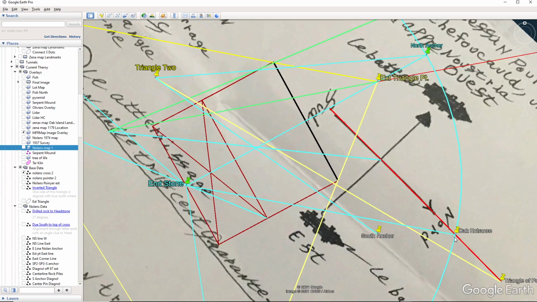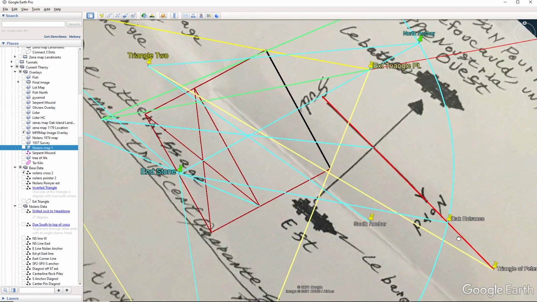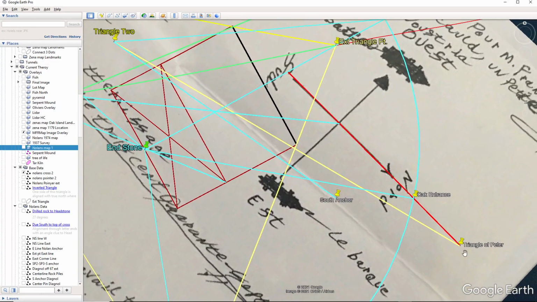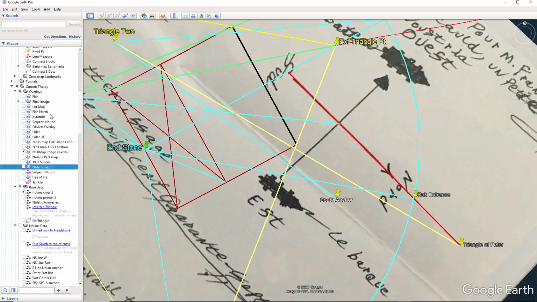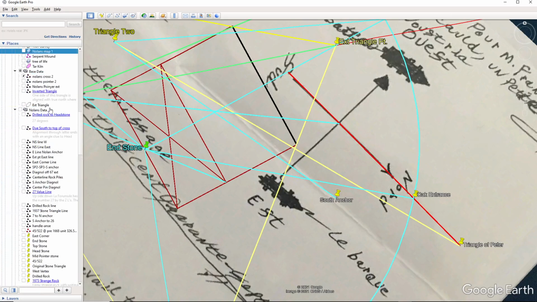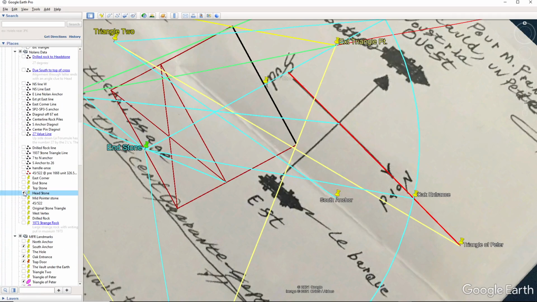It's 522 feet from the oak entrance to here at a 45-degree angle. That's why we need to know where the triangle of Peter is, because from this point you have to sight in the oak entrance using the triangle of Peter. Now the headstone is right here, and that 45 degrees does go right to the headstone, and I can put that up for you. The headstone is right there.